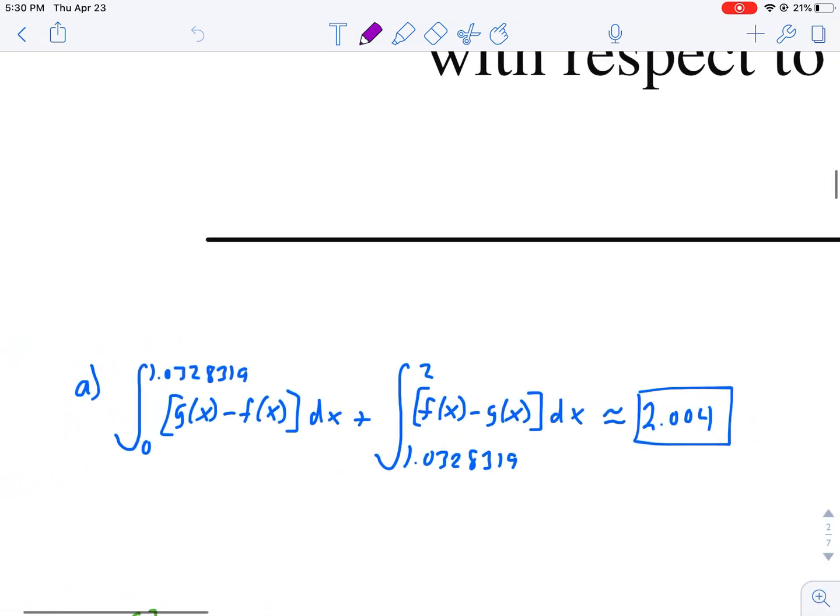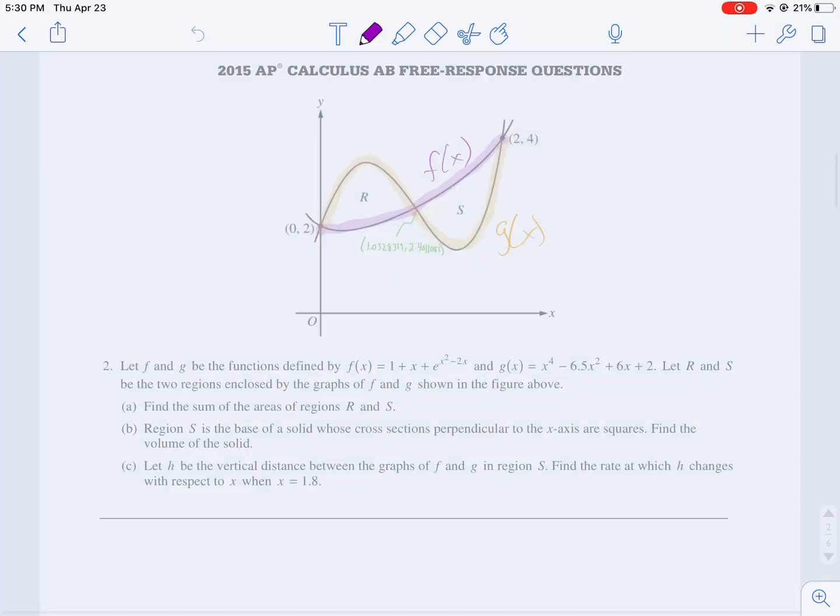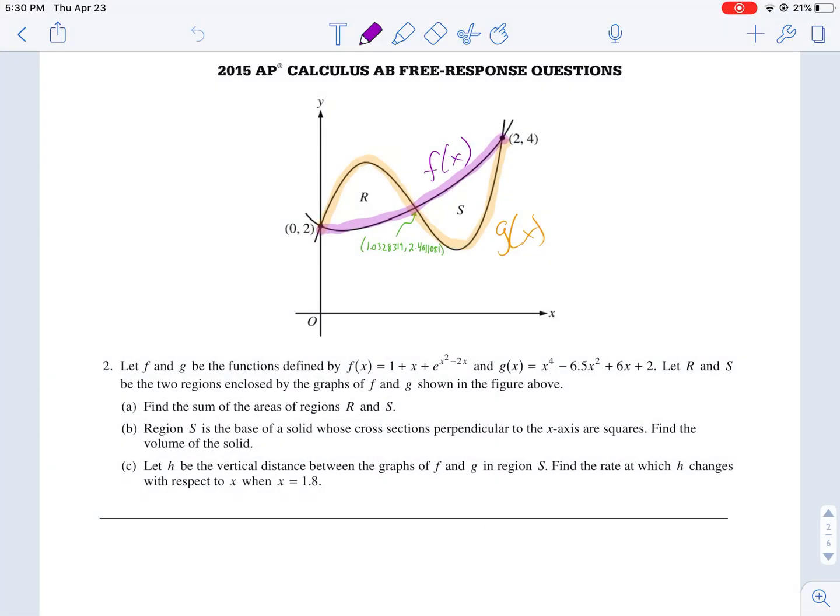Okay, and then you can calculate all that just using Math 9. Part B, region S is the base of a solid whose cross-sections perpendicular to the x-axis are squares. Find the volume of the solid. So we're looking at region S. I'll leave that there. The side length of a square is going to run from this curve to that curve.